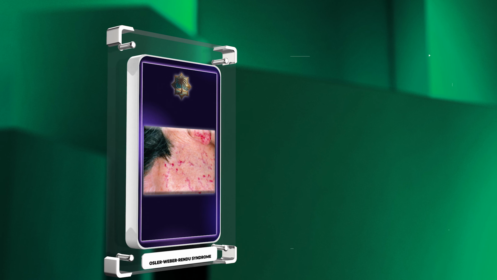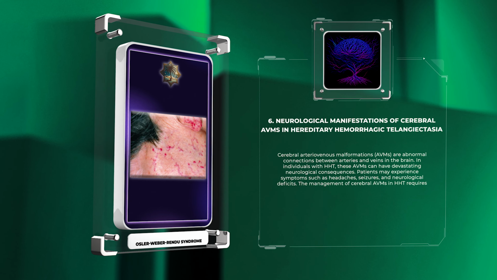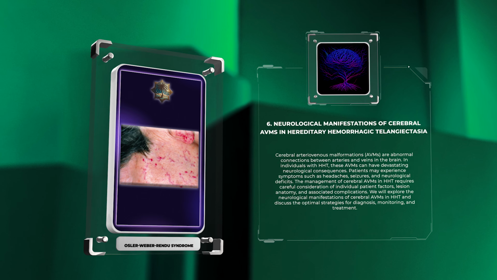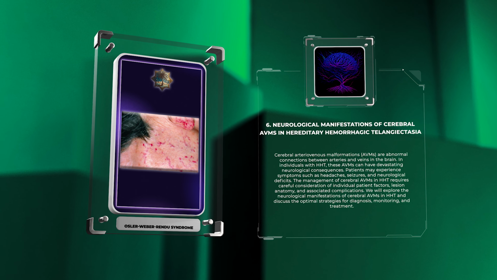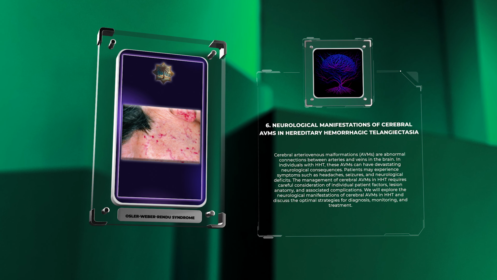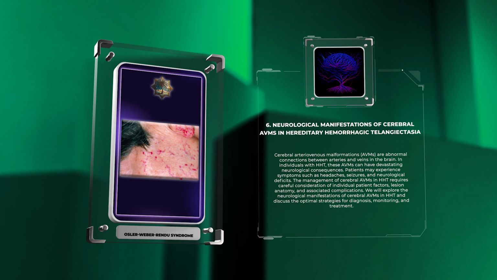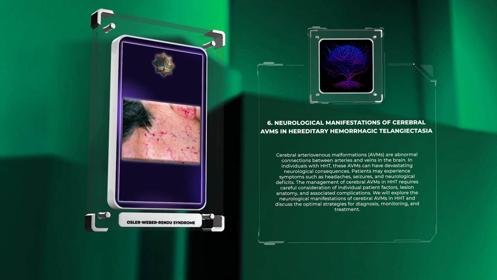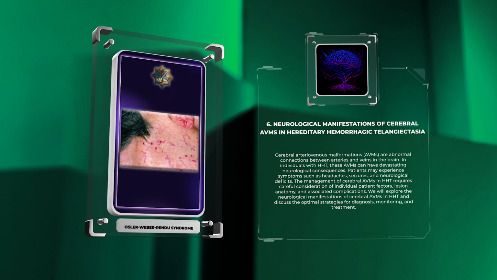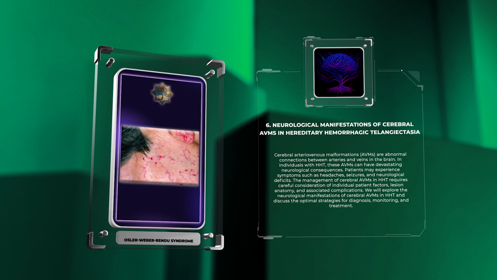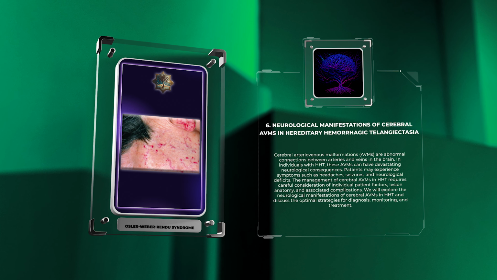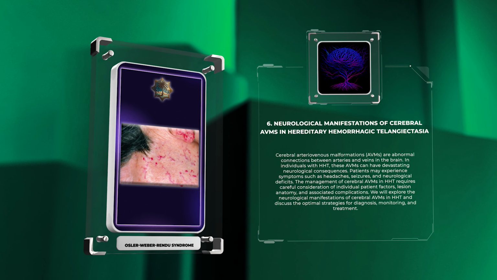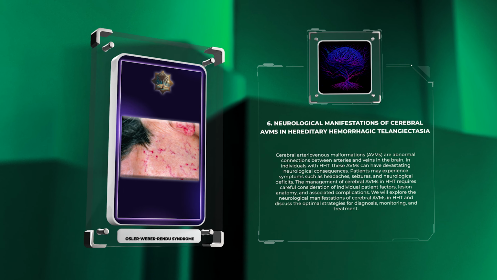Cerebral arteriovenous malformations, AVMs, are abnormal connections between arteries and veins in the brain. In individuals with HHT, these AVMs can have devastating neurological consequences. Patients may experience symptoms such as headaches, seizures, and neurological deficits. The management of cerebral AVMs in HHT requires careful consideration of individual patient factors, lesion anatomy, and associated complications. We will explore the neurological manifestations of cerebral AVMs in HHT and discuss the optimal strategies for diagnosis, monitoring, and treatment.